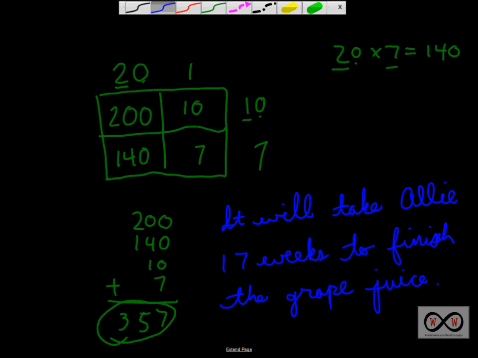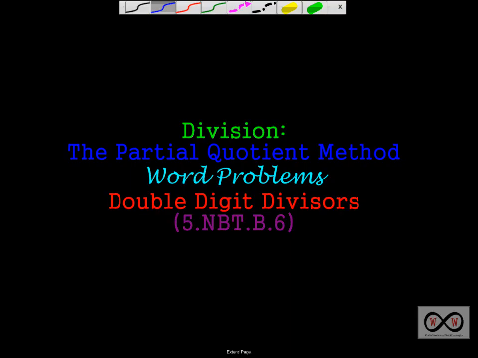And there you have it. This is a quick look at the partial quotient method for solving word problems with two-digit divisors.